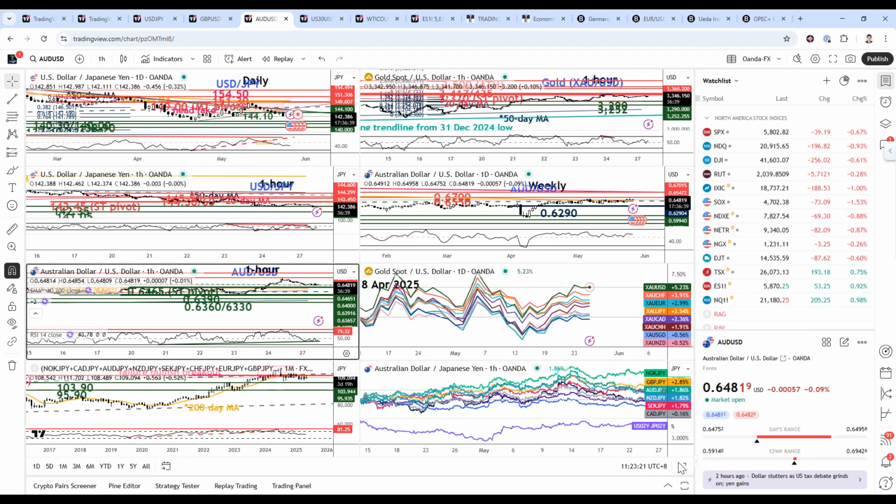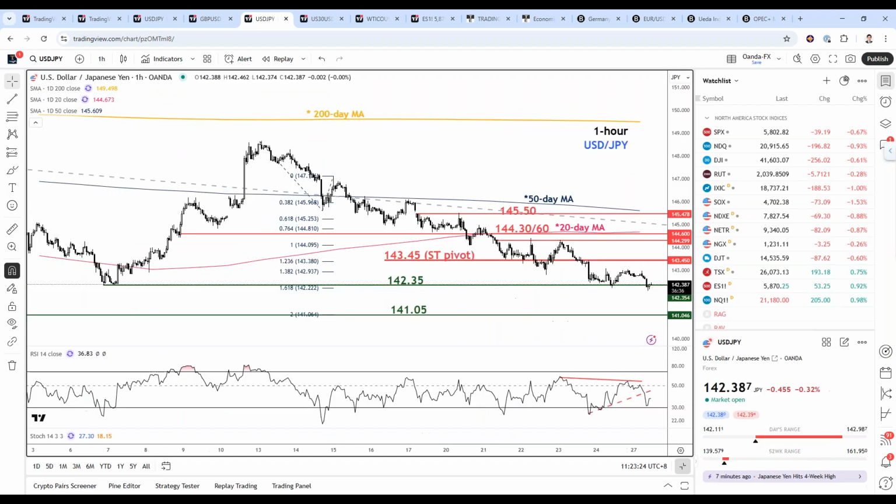Lastly will be the dollar yen. So dollar yen yesterday we were neutral between 143.45 and 142.35, and today it managed to stage that push down to go slightly below 142.35 before whipsawing around this 142.35 level. So now it's trading at 142.38.